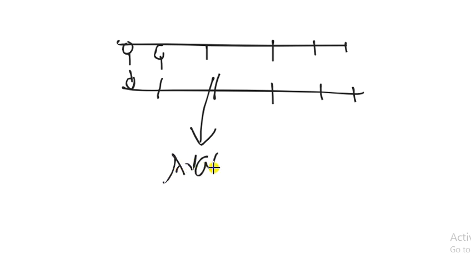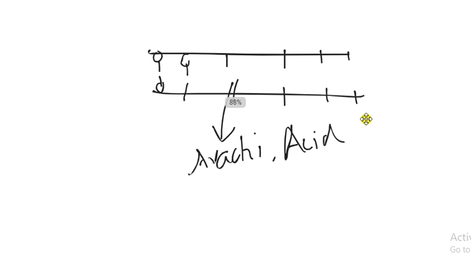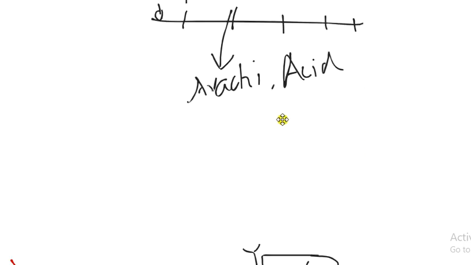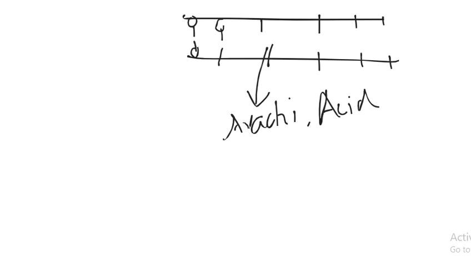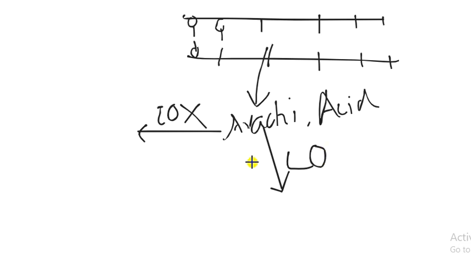arachidonic acid will be produced. From the arachidonic acid we have two pathways: the cyclooxygenase pathway and the lipoxygenase pathway.